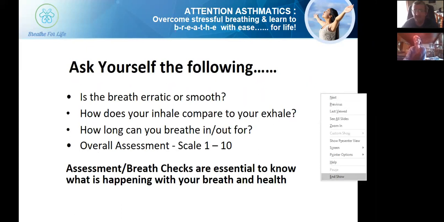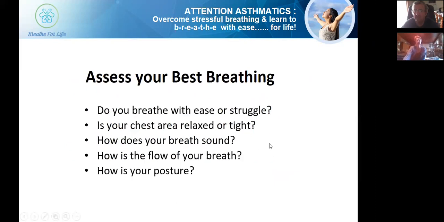So no previous. Okay. Do you breathe overall with ease when you take your best quality breath, or do you struggle? Is your chest area relaxed or tight? How does your breath sound? How is the flow of your breath? How is your posture?